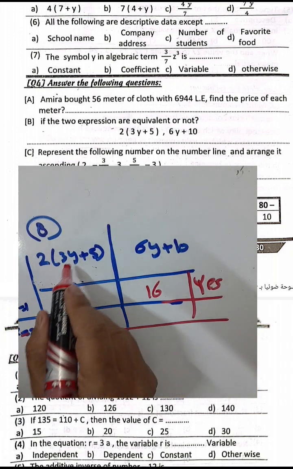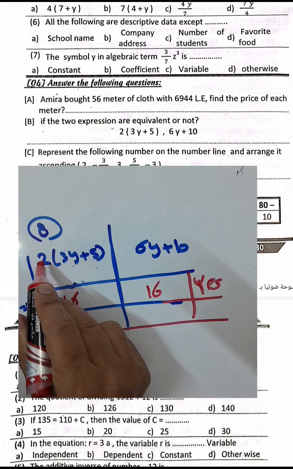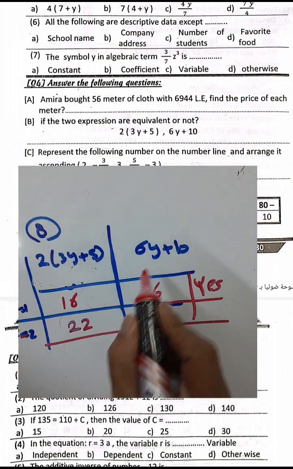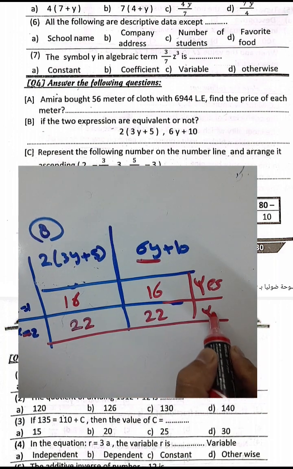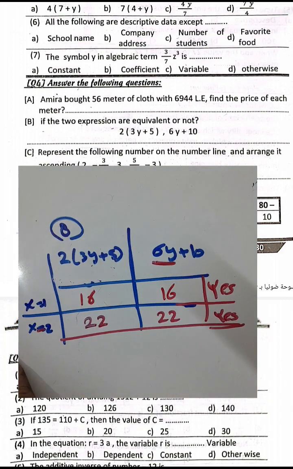x equal 2: 2 times 3 is 6, 6 plus 5 is 11, 11 times 2 is 22. Put x equal 2 in the second: 2 times 6 is 12, 12 plus 10 will be 22. Yes, it will be equivalent. Okay.